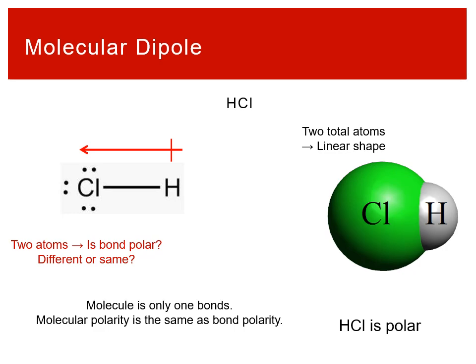Whenever you're dealing with a molecule that is only 2 atoms, the question just becomes, is the bond polar? And we determine whether or not bonds are polar based on whether they have the same 2 atoms or different atoms. Different atoms, yes, it's polar. Same atoms, that's a non-polar bond. So Cl2, that's non-polar. That'd be a non-polar molecule.